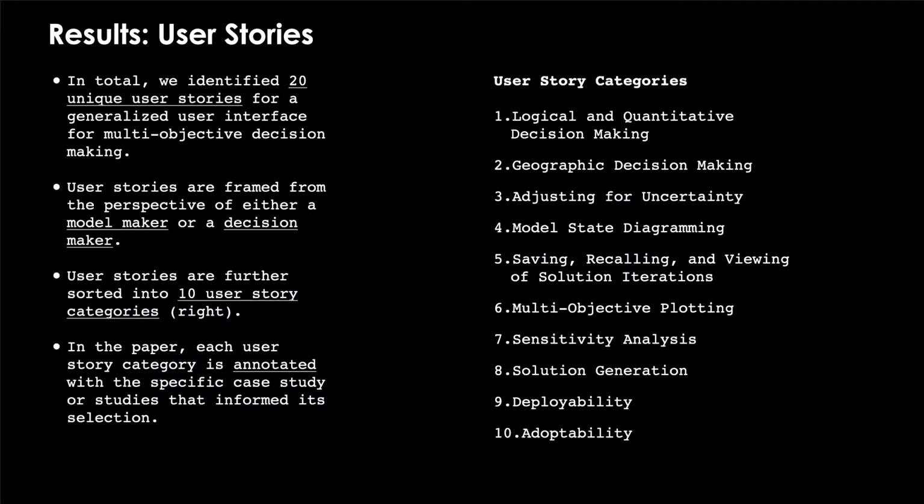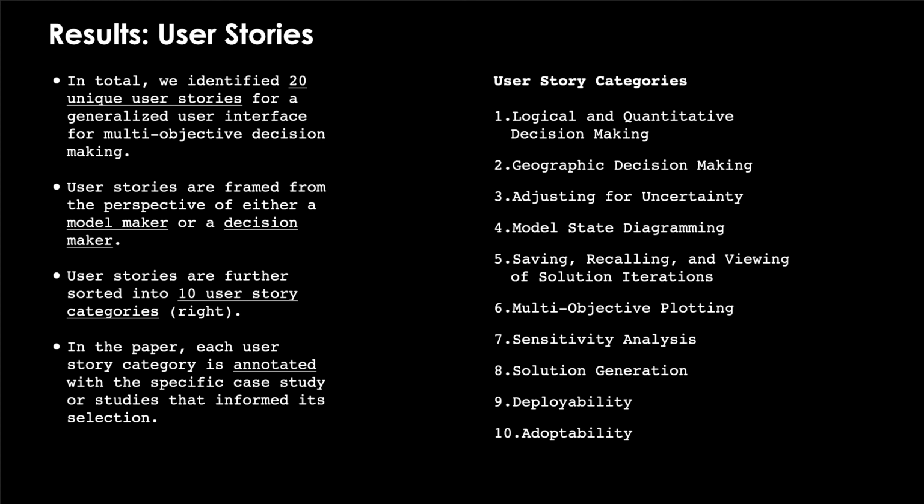After putting together these case studies and trying to find the patterns, we identified 20 unique user stories for a generalized user interface. The user stories are framed from the perspective of either a model maker or a decision maker. So for example, a decision maker should be able to blank, or a model maker should be able to easily blank. And the reason we do this is because these are both users of the system, but from different standpoints. The model maker has to create software that can be integrated into the generic user interface, whereas the decision maker sits at a computer and ultimately uses the interface to make decisions.